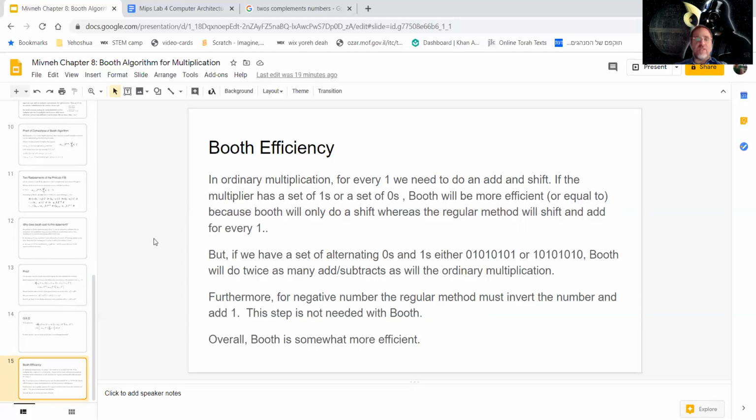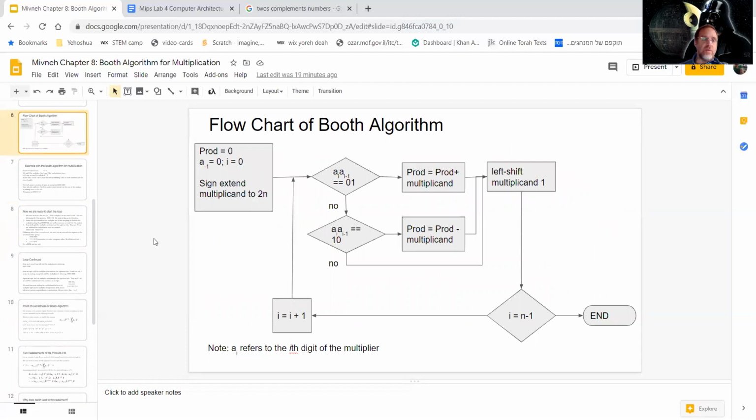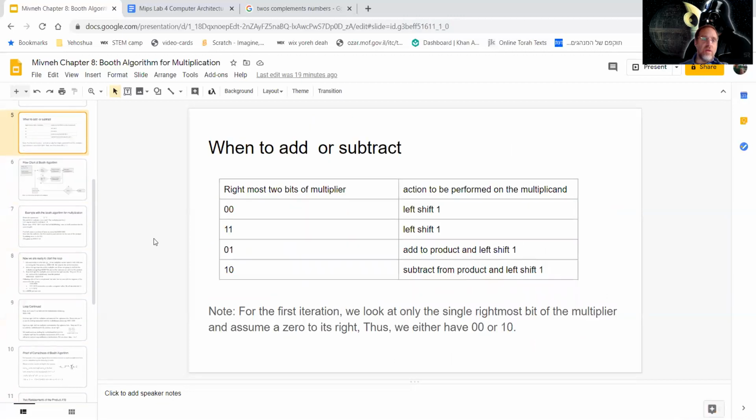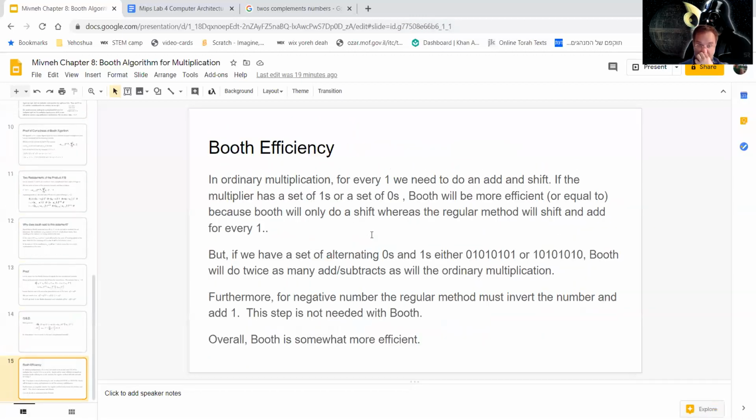So if the multiplier has a set of 1s or a set of 0s, so what does Booth do? Booth, if you look at it, if it's a 1, 1, it just does the shift. It doesn't add. Or 0s, it just does the shift. So here's our one efficiency that we get. But it's only an if.